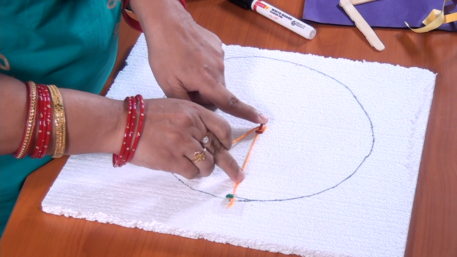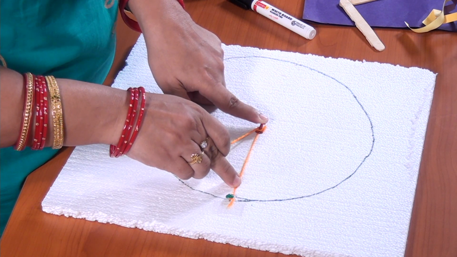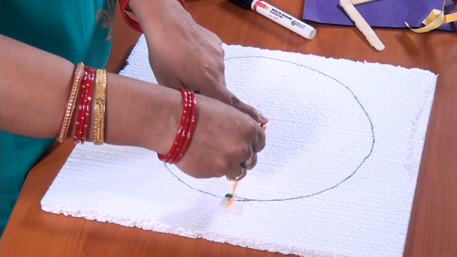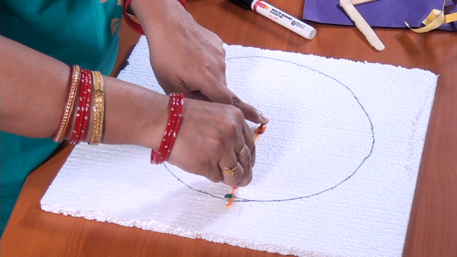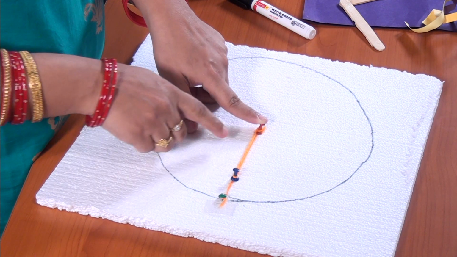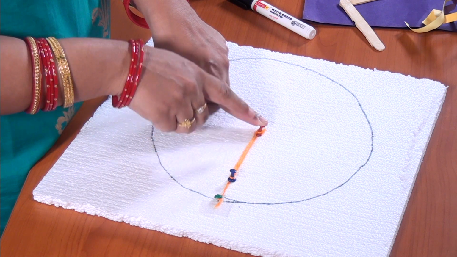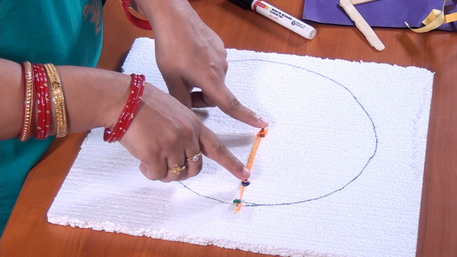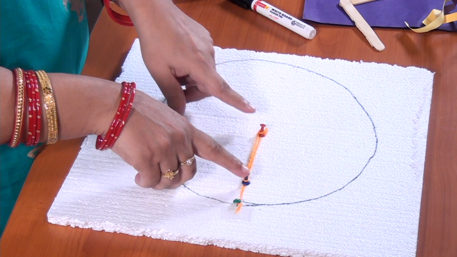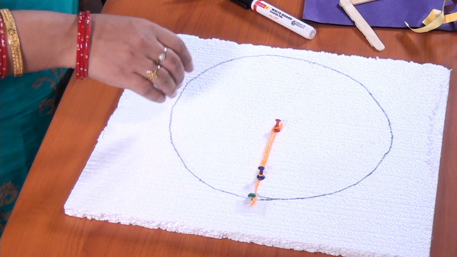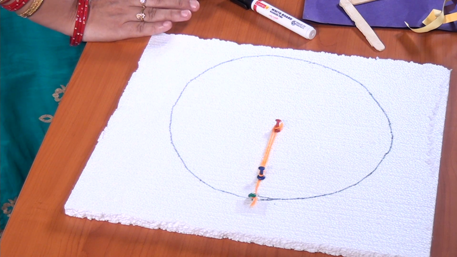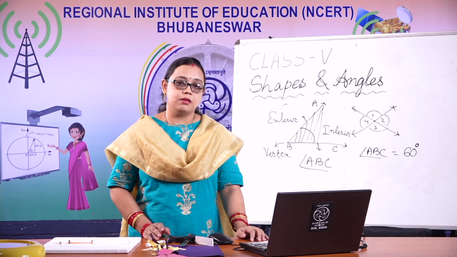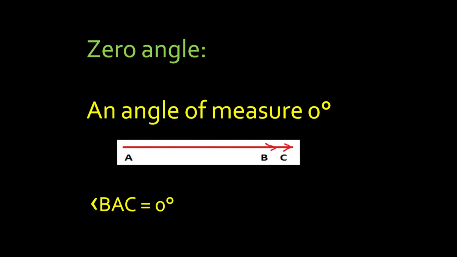Here this is the first arm of the angle and this is the second arm of the angle. See, when they coincide with each other, one upon another, what is the measure of the angle here? Nothing, that is 0. So, we have started from 0 degree. A 0 degree angle is called zero angle. This can be constructed like this. A ray upon another one.